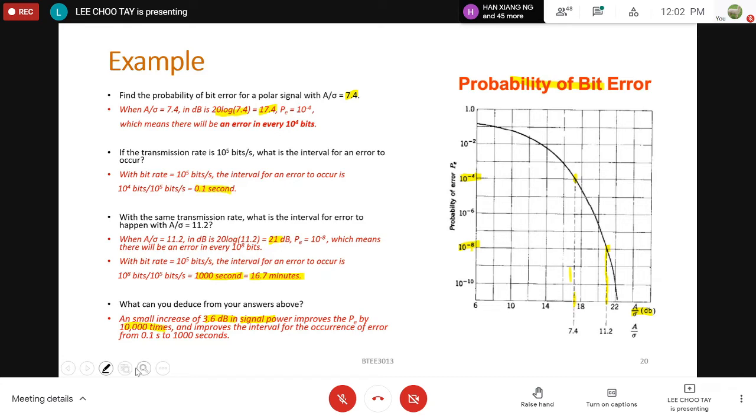And with the bit rate of 10 to the power of 5 bits per second, you actually improve the interval for the occurrence of error from 0.1 second to 1,000 seconds. So instead of having an error every 0.1 second, you only have one error in 1,000 seconds. So that is the relationship between the probability of error and signal power.